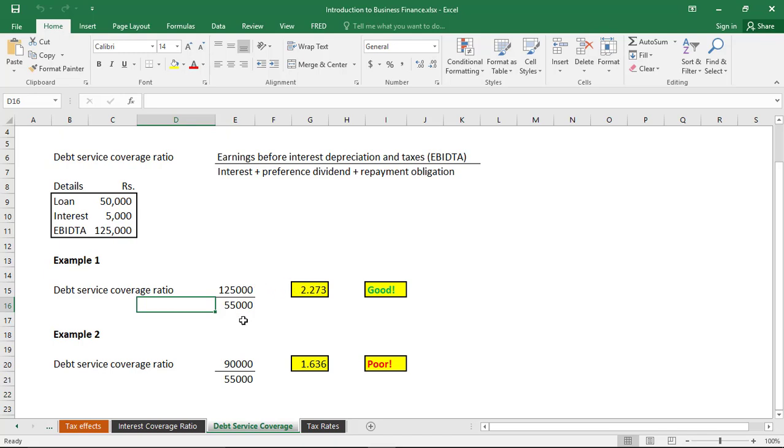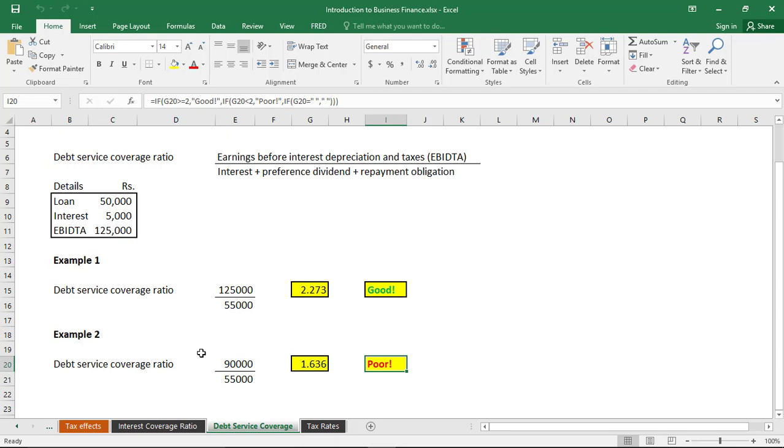So it's 2 times more than all the mandatory obligations that you have to be meeting in terms of cash. So this ratio is good. In example 2, we have an EBITDA of 90,000 rupees and mandatory payments of 55,000 rupees. So this comes to 1.636, which means that it is not so good. It's on the poorer side. So the second ratio that we should be looking for is the debt service coverage ratio, and it should be more than 2 to be in a comfortable position.